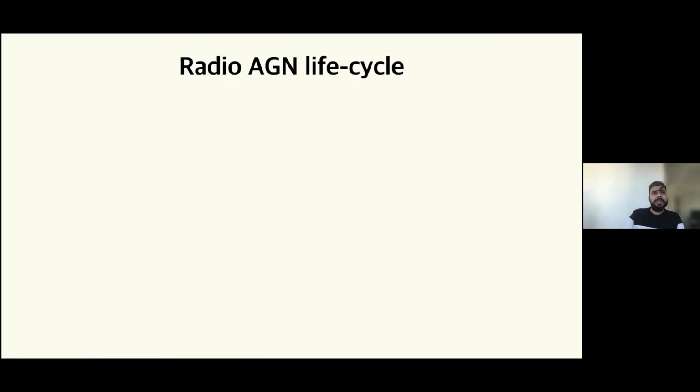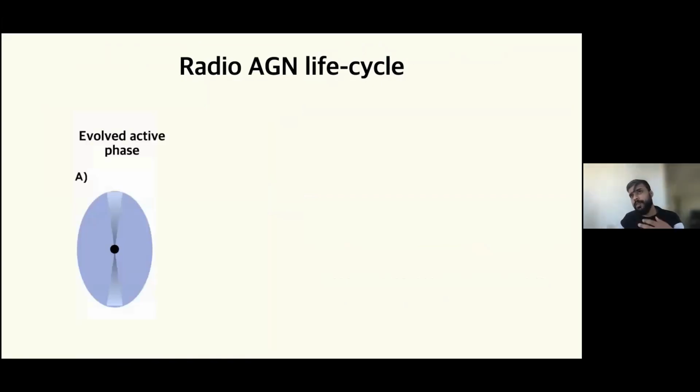So, okay, that's the physics part of radio AGN that I wanted to discuss. Now I'll quickly try to give you an idea of the life cycle of radio AGN. What we have seen so far, all the radio AGN I've shown you, are typically in their active phase, which means you can see the jets and you can see this diffuse emission around the jets.